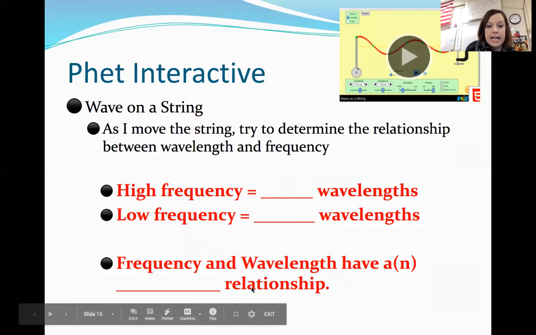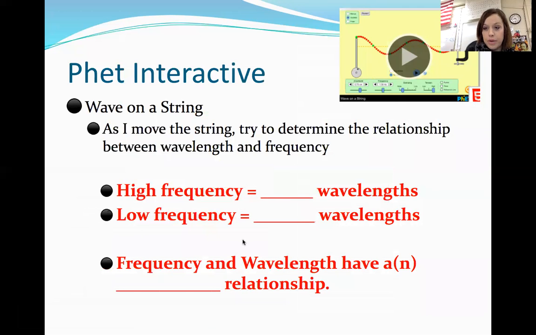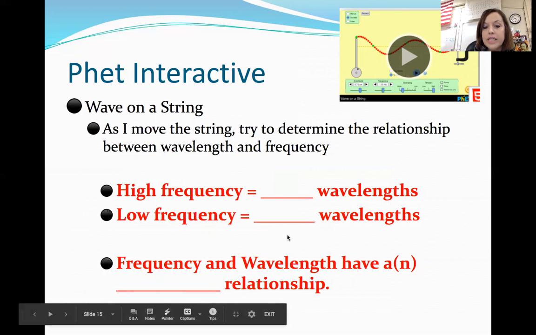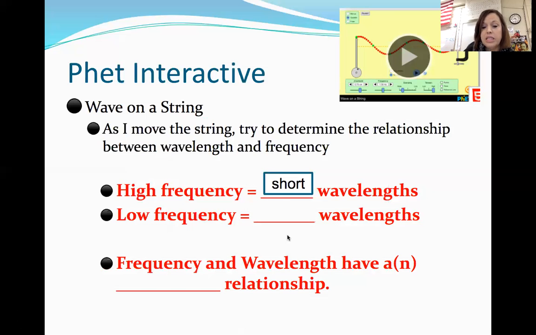The very last thing that we're gonna do is right here, we're gonna write about high frequency and low frequency. So a high frequency wave, that word frequent means like how often or how much something is happening. So a high frequency wave is gonna have a short wavelength. There's very little distance between the waves. And a low frequency wave is gonna have a long wavelength.